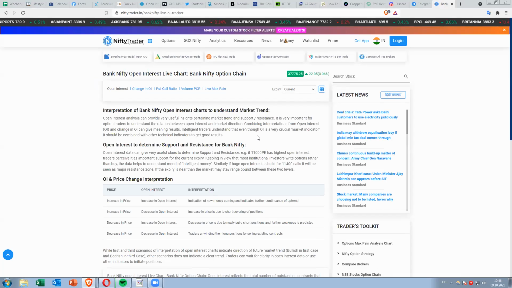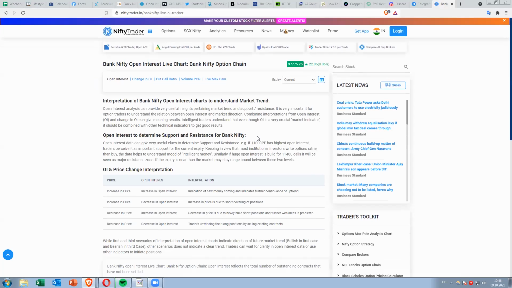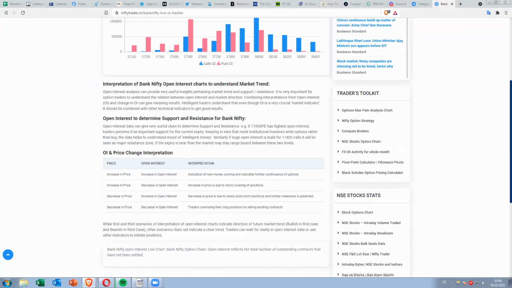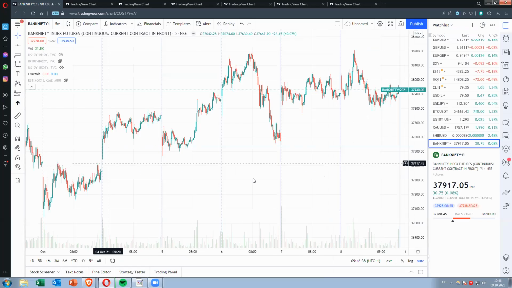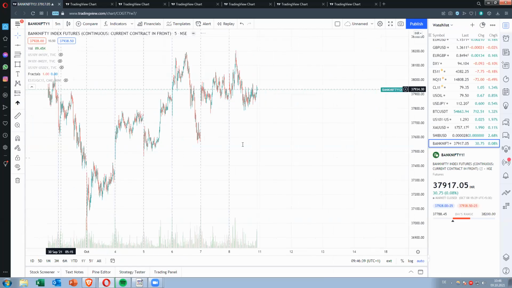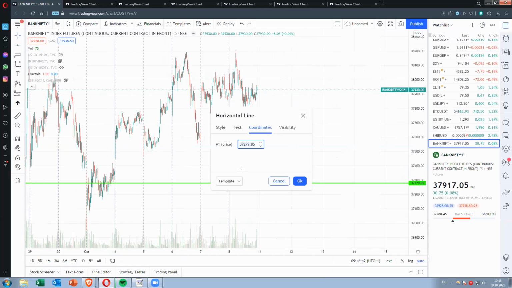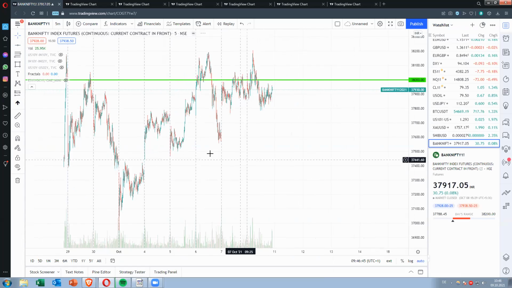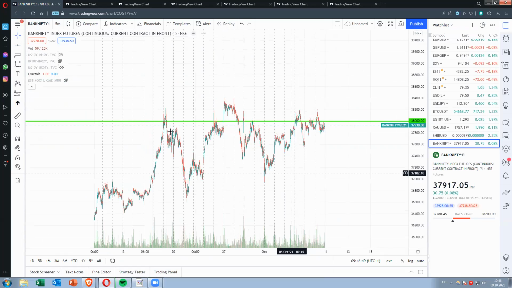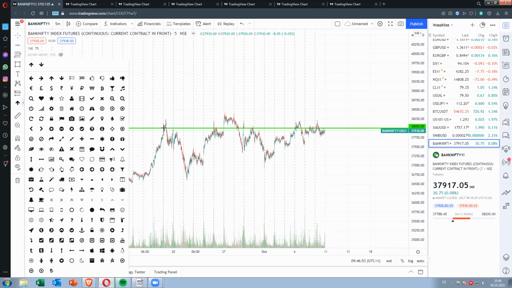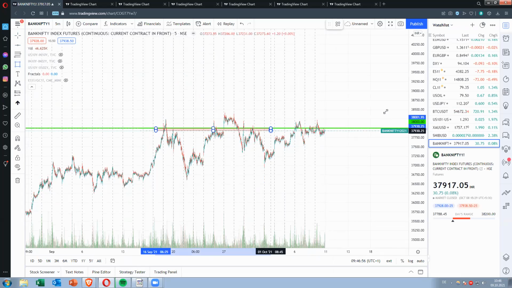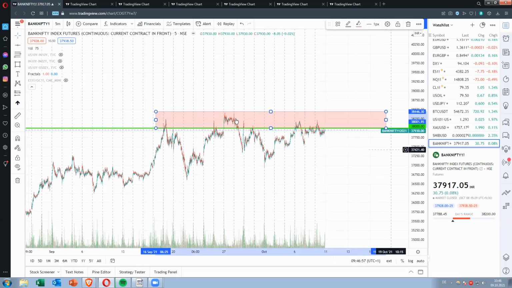Yes, like the gap here, call options at 38,000. Okay, just select everything. 38,000, just mark it. From a higher time frame you see this is obviously a key level for big banks, right? So let's say above this level, you only want to short.